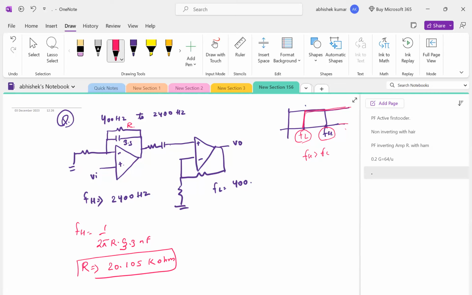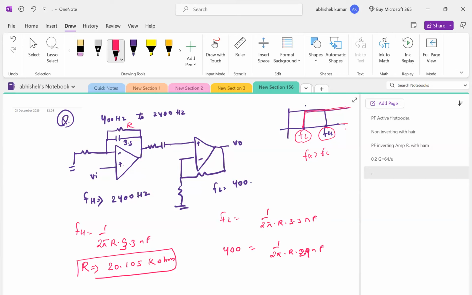And this FL is nothing but again 1 by 2 pi R into 3.3 nanofarad. But here the FL value is 400 hertz, right? And that will be 2 pi into R into the capacitor value. Sorry, this one is 2.9 nanofarad. For this, it is given in the second question.